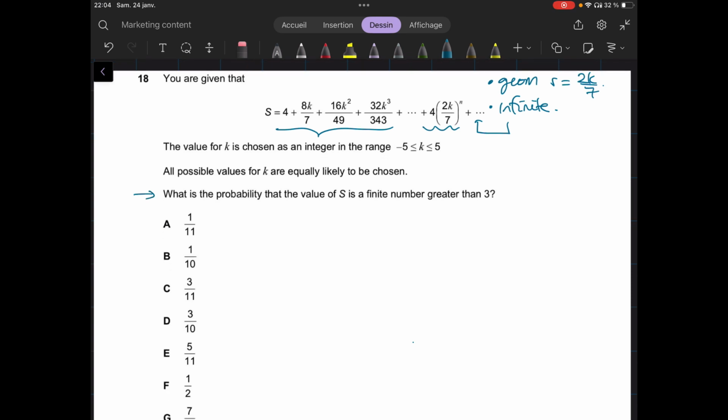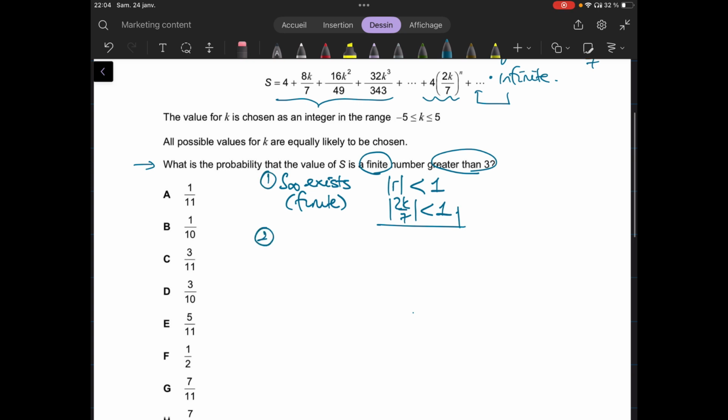3, you're now asked to find the probability that the value of s is a finite number greater than 3. So, if you are getting a finite number, this means that the sum to infinity exists. In other words, it is finite. And this occurs when the absolute value of the common ratio is less than 1. So therefore, this has to be true. So always keep that in mind.